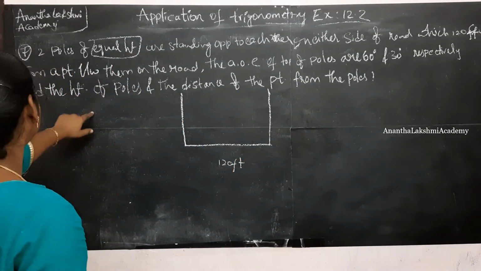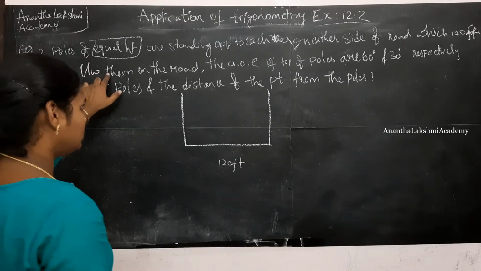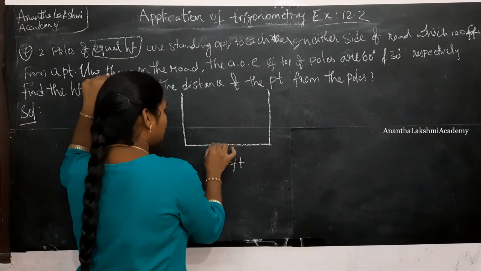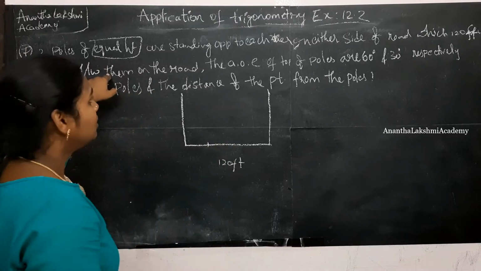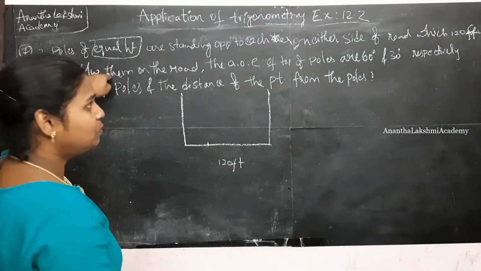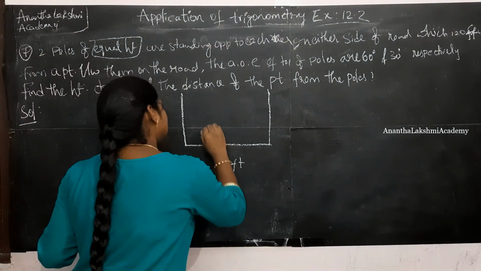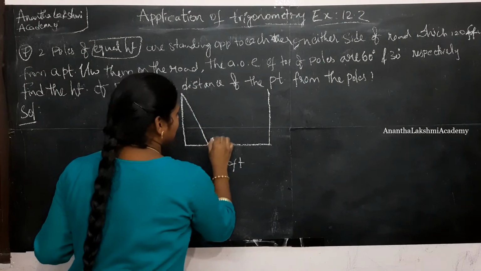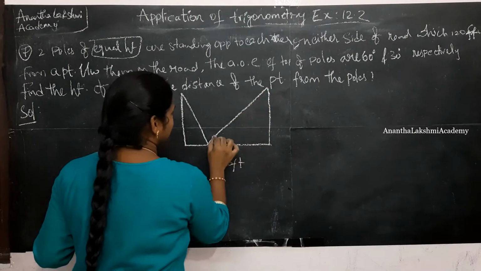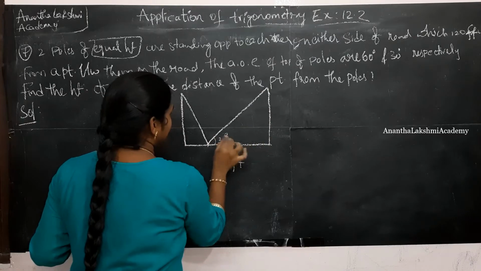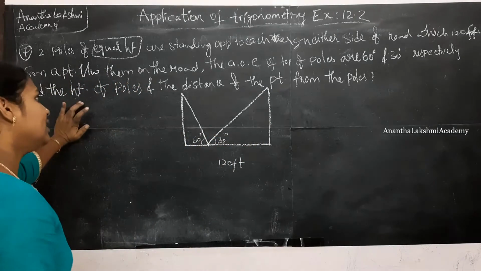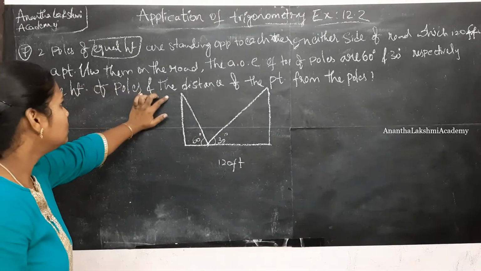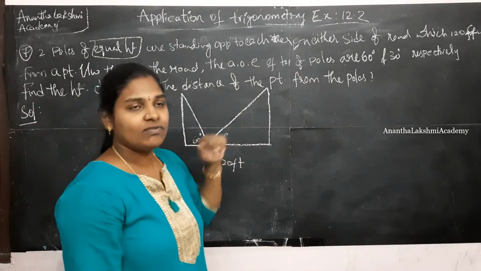Now from a point between them on the road, let us assume the point is here. The angles of elevation of the tops of the poles are 60 degrees and 30 degrees. This is 30 degrees and this is 60 degrees, respectively. Find the height of the pole and the distance of the point from the pole.